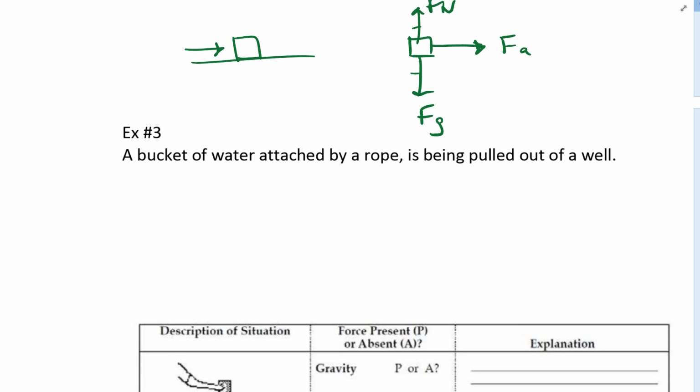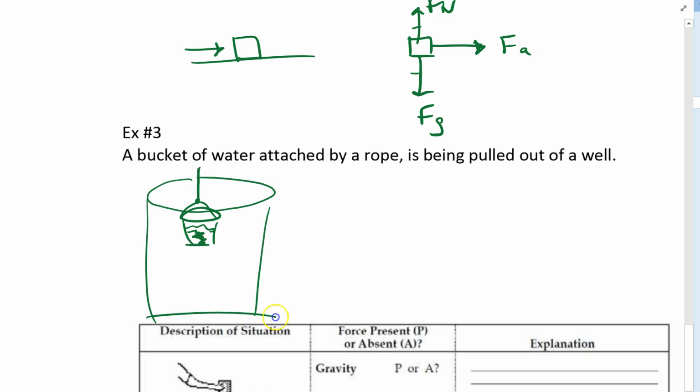Here's a question that says a bucket of water attached by a rope is being pulled out of a well. Oh my goodness, this is going to be a challenge to my artistic ability here. So here is the bucket. It's got some water inside of there, and it's inside of a well. And this whole thing is being pulled upwards. Okay. So what does it look like?